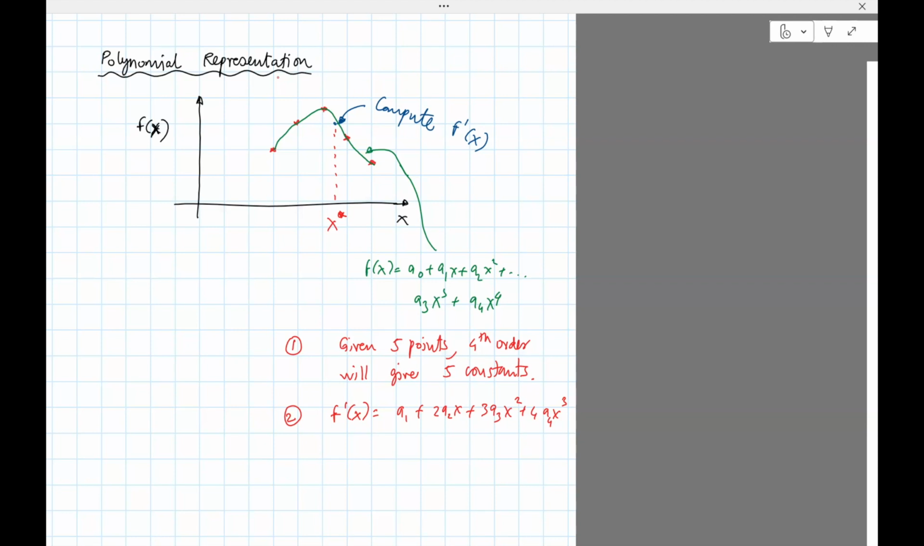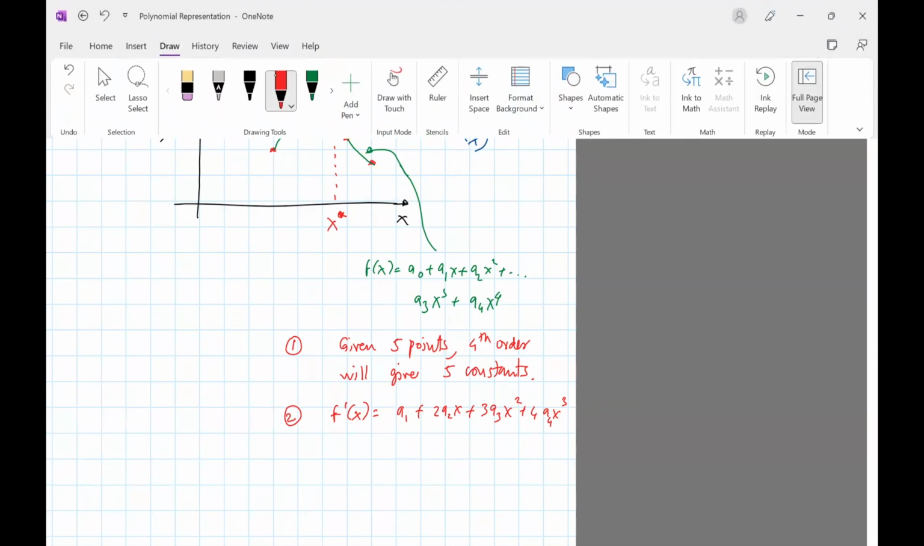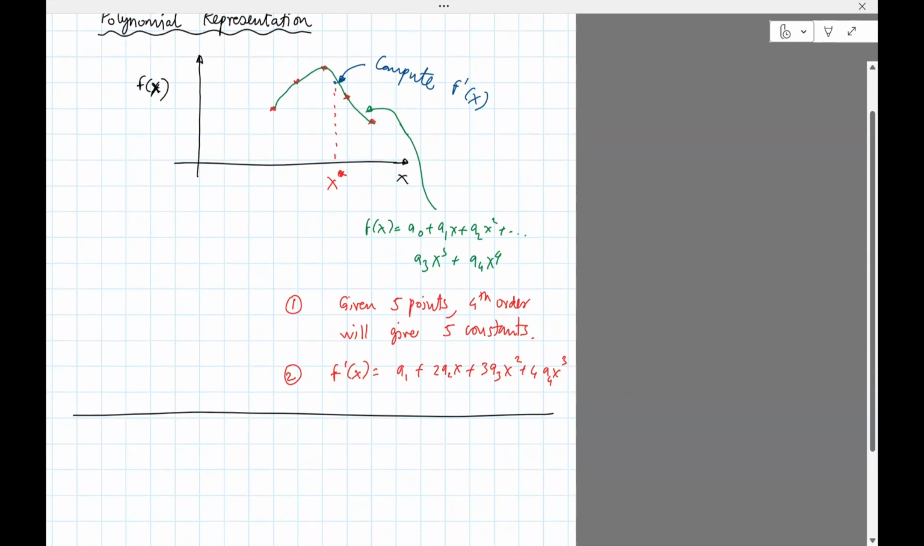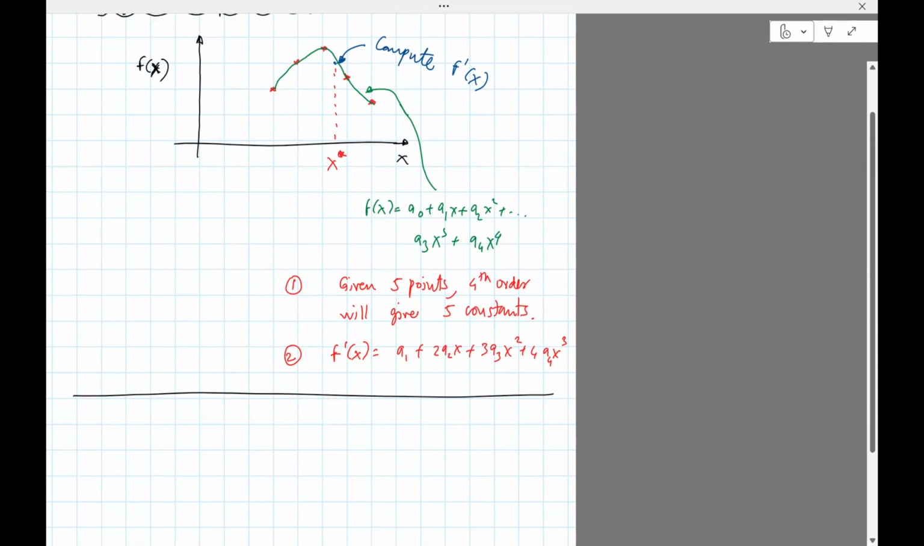Now, polynomial, is it the only way to do it? That's not right. You can use any function. You could use, I don't know, sines, cosines. You could use exponentials. Sometimes you know something about the phenomenon. Maybe there is an exponential growth somewhere, so you do an exponential. But by far, using a polynomial is perhaps the simplest way to do it. So if there's more points, you use a higher order.